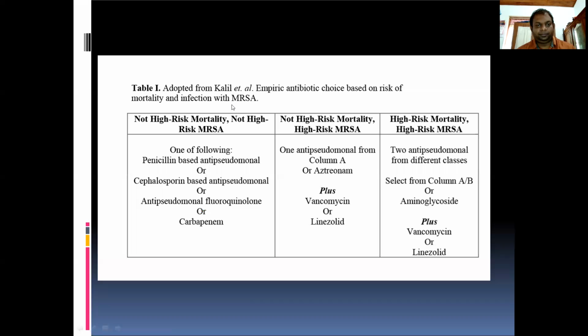Now MRSA: based on the risk of MRSA infection, vancomycin or linezolid. Not high-risk mortality, not high-risk MRSA; high-risk mortality, high-risk MRSA. For high-risk MRSA we can go for vancomycin or linezolid, adding one anti-pseudomonal from column A, or aztreonam, maybe piperacillin-tazobactam with vancomycin. But with high risk, we are adding vancomycin or linezolid.